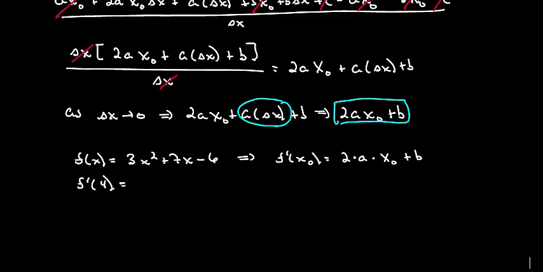So what do we have here? Well, our a value is 3. Our b value is 7. Notice that c is not even a part of this, and there's a reason for that. The reason c is not a part of this is because all c does is move the graph up and down. It doesn't change the slope.